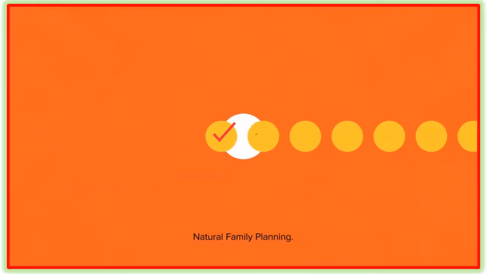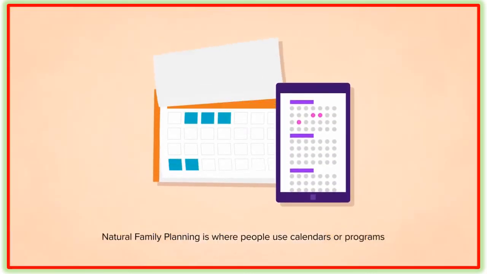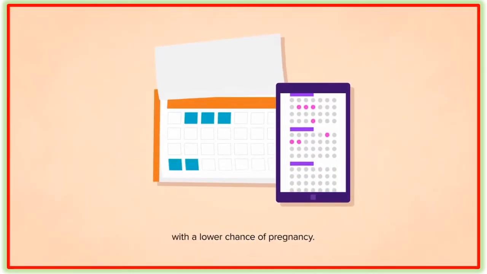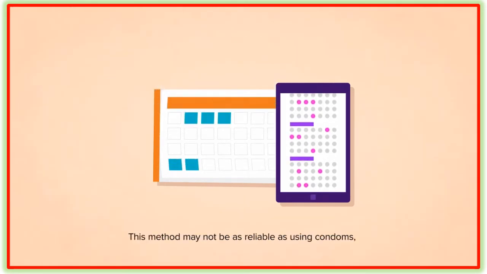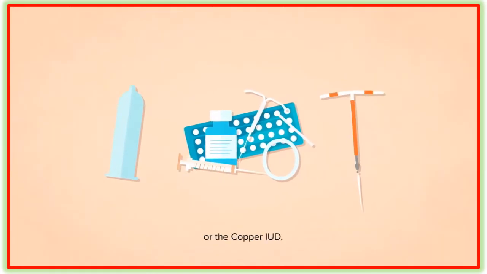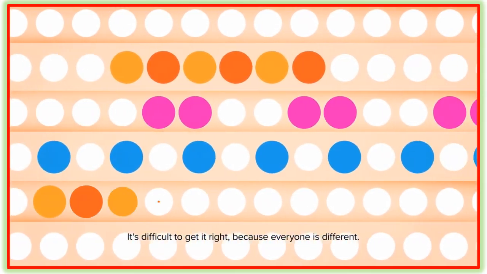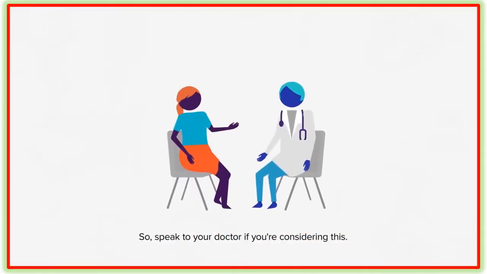Natural family planning. Natural family planning is where people use calendars or programs to try to guess when they can have sex with a lower chance of pregnancy. This method may not be as reliable as using condoms, hormonal methods, or the copper IUD. It's difficult to get it right because everyone is different, so speak to your doctor if you're considering this.